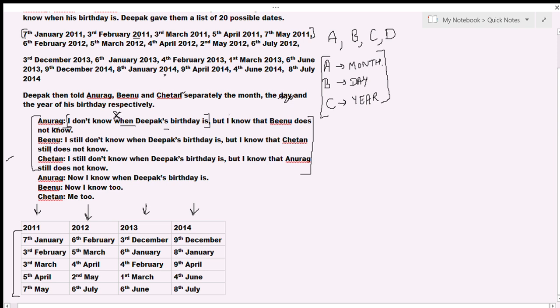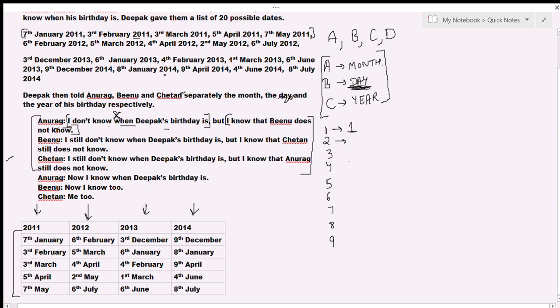Now the second part: I know that Binu does not know. How is he so sure that Binu does not know the date of birth? Binu knows the day. Agreed. Now let us write the frequency of these dates: first, second, third, fourth, fifth, sixth, seventh, eighth, ninth. The date 1 appears how many times in this table? It appears only once: 1st March 2013. So we'll write 1.